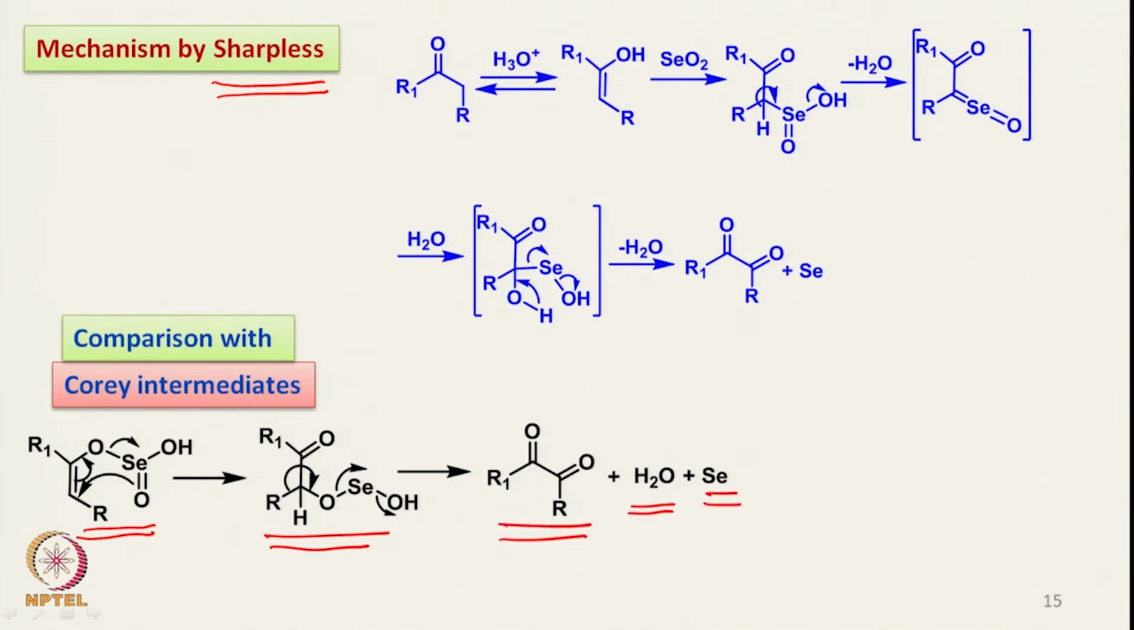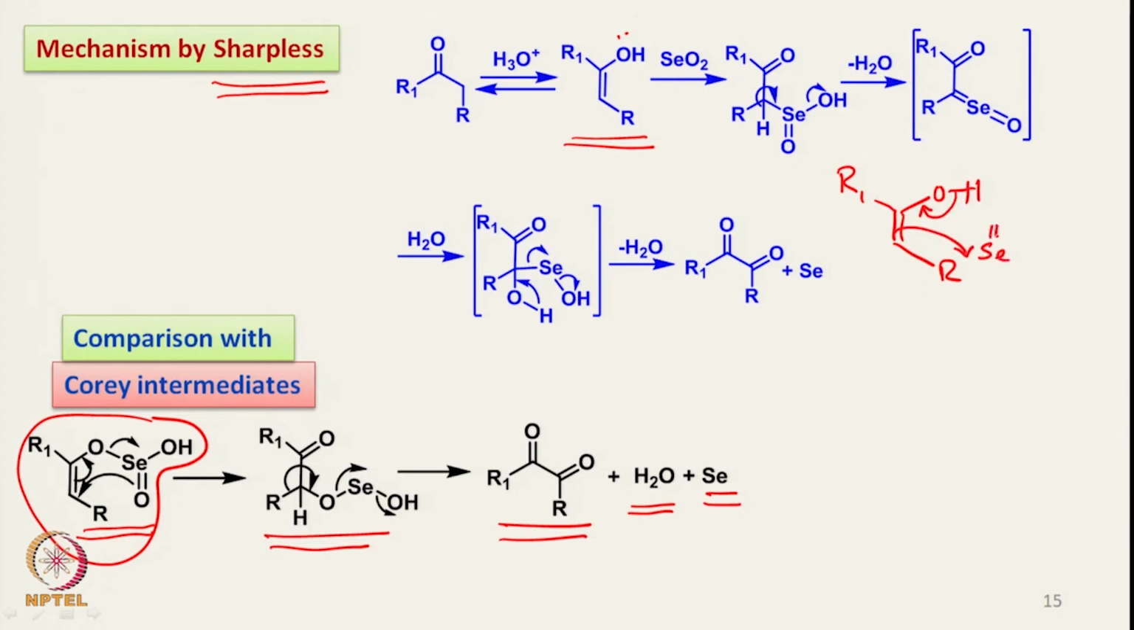So the only difference between the mechanisms by Sharpless and Corey is that when this enol reacts with selenium dioxide, in the Corey case this intermediate is formed where the oxygen from here attaches onto the selenium dioxide. On the other hand, in the case of Sharpless, this enol reacts onto the selenium here to form this intermediate. So that is the only difference that one can see between the mechanisms by Sharpless and Corey.